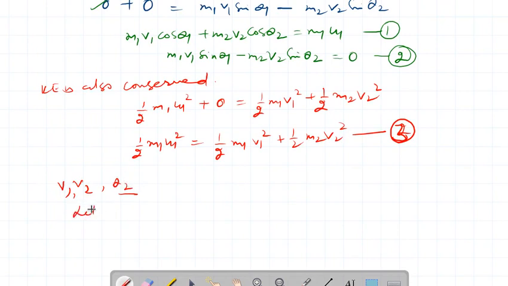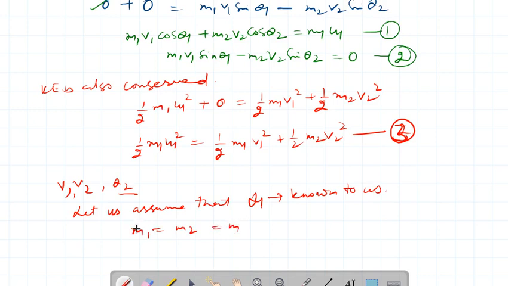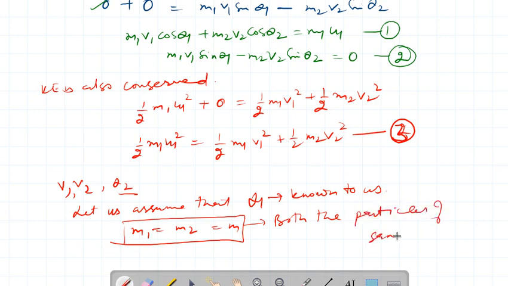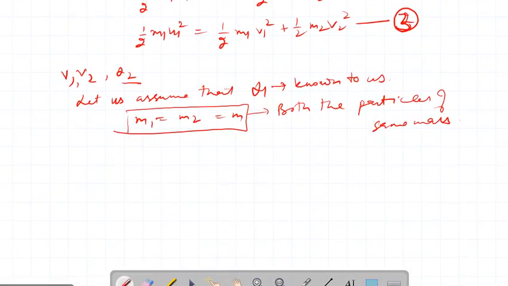So let us assume that theta 1 is known to us and particles are of same mass. This means that both the particles are of same mass. It's a case which we have assumed. So if I do this, then equations 1, 2 and 3 will become, because particles are of same mass, the mass value will be cancelled out.